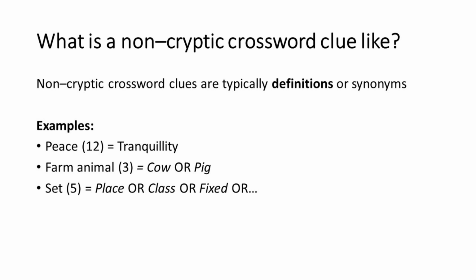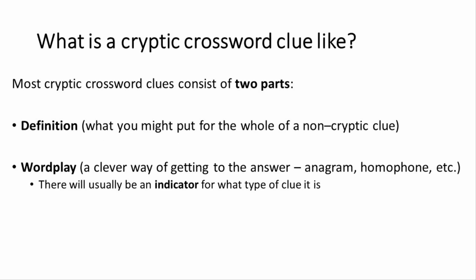However, there can often be multiple possible solutions to any given normal crossword clue. For example, a three-letter farm animal could be a cow or a pig, and there are many possible definitions of "set" that are 5 letters long. This can make regular crosswords quite difficult to fill in because you can't be completely sure that you've got the right answer straight away. On the other hand, cryptic crossword clues typically give you 2 ways to get to the answer, so you can be pretty sure that you've got the right word.